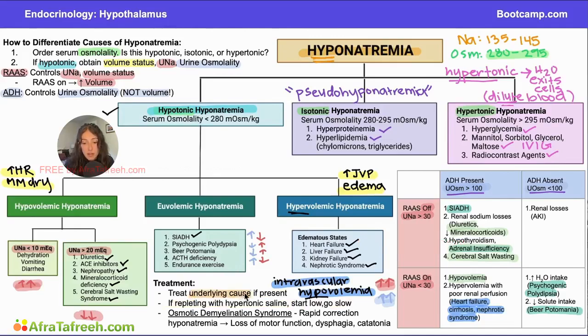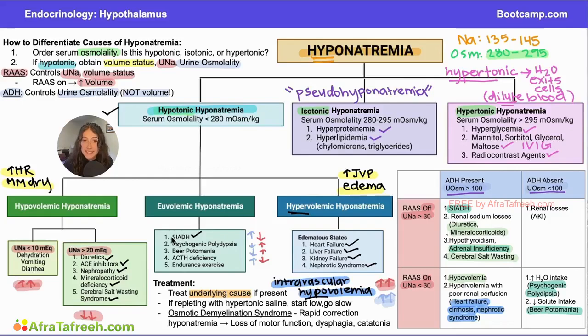Well, usually we treat the underlying cause if there's one that is present. So if someone has liver failure that is causing their hypervolemic hyponatremia, we should treat their liver failure and it'll probably improve. If someone has dehydration, vomiting, or diarrhea, we would give them something like normal saline because that is what they're losing. They're losing salt and water.